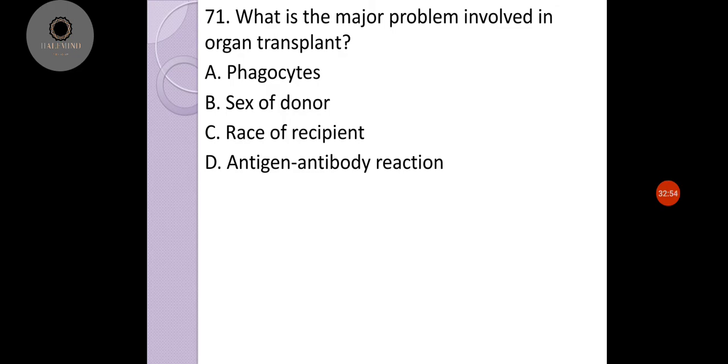71. What is the major problem involved in organ transplant? So, pag mag-transplant yung isang doktor sa isang pasyente ng organ, ang tinitingnan ng doktor is yung antibody at saka antigen na present both sa donor at sa recipient. Dapat compatible yung antigen at antibody nila. Kasi kapag hindi compatible yung antigen at antibody nila, mamamatay lang yung tatanggap ng organ transplant. It's because our own body, our own immune system will kill that organ. Kasi it's not compatible with your body. So our answer here is letter D.